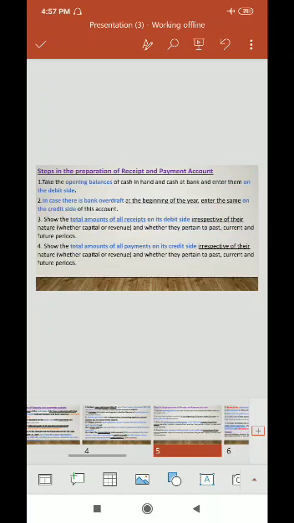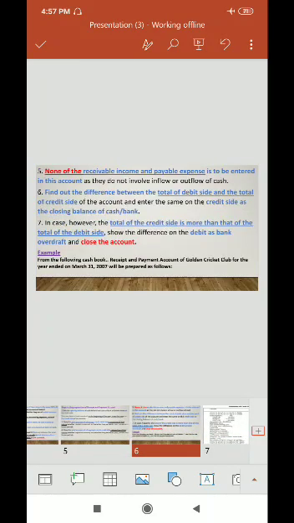Now coming to the next point: none of the receivable, meaning yet to receive, not yet actually received, income and payable, yet to pay, not yet paid, expenses is to be entered in this account. Please don't go by the words "is to be entered in this account". "None of" is important there. It should not be recorded at all, as they do not involve inflow or outflow of cash.